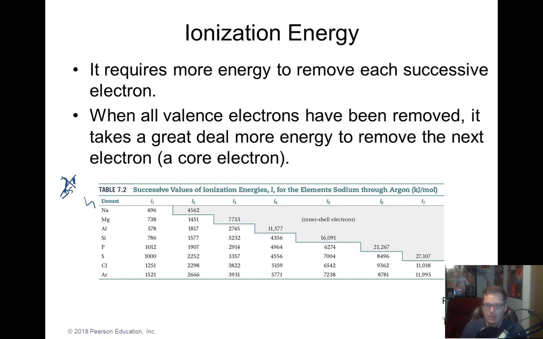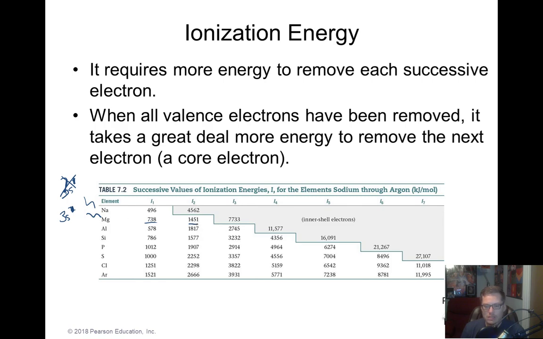Magnesium. Now let's think about where magnesium is on the periodic table. Magnesium is 3s2. When we remove that first electron from magnesium, it takes 738 kilojoules per mole. Then it turns into a 3s1.